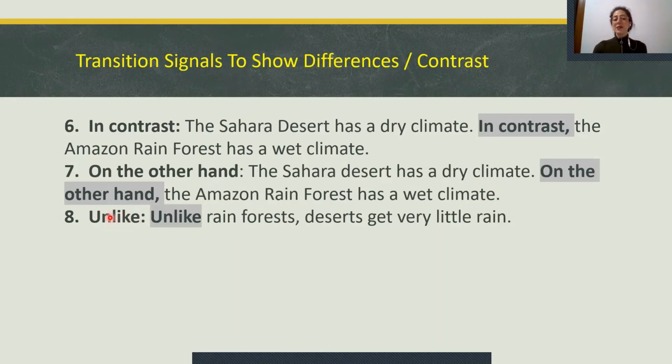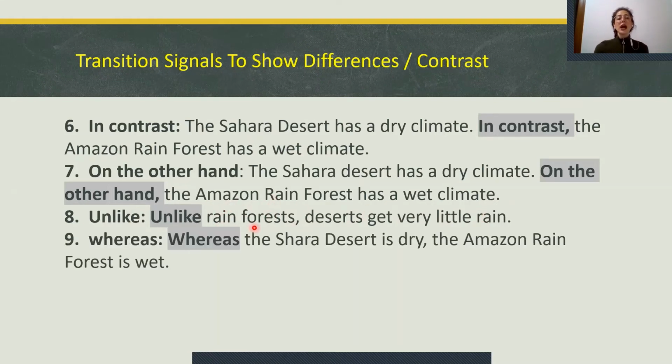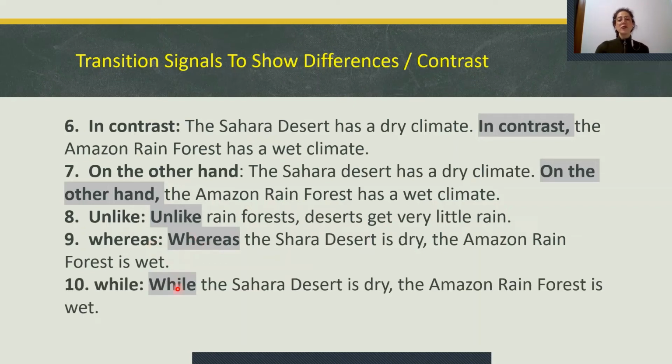Its usage is the same as like, because like plus noun or noun phrase, unlike plus noun or noun phrase. Unlike rainforests, deserts get very little rain. So a noun phrase comes here. And whereas: whereas the Sahara Desert is dry, the Amazon rainforest is wet. Whereas is also very similar to although, even though, and though. And while, whereas and while are the same. While the Sahara is dry, the Amazon rainforest is wet.